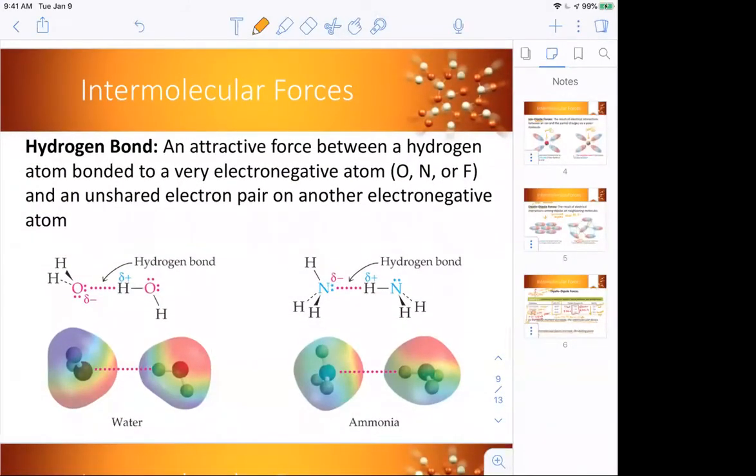Now, another really important intermolecular force is hydrogen bonding. This is a special case of our dipole-dipole interactions, and it's the strongest of the van der Waals forces. So it's stronger than dipole-dipole interactions. It's stronger than London dispersion forces. It's an attractive force involving a hydrogen atom. I must have a hydrogen atom, and it has to be bonded to a very electronegative atom, which is oxygen, nitrogen, or fluorine. I have to have an H-O, an H-N, or an H-F.